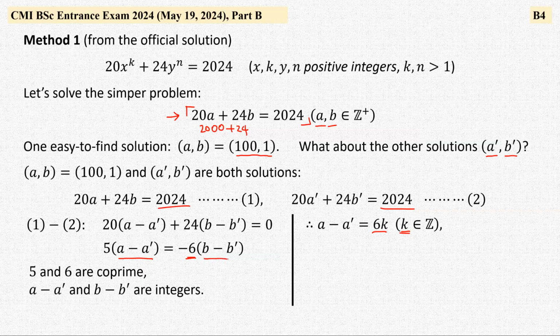Moreover, b minus b prime must be a multiple of 5, but due to this relation, they are dependent on each other. You can easily find out that b minus b prime is expressed as minus 5k. Therefore, a prime and b prime are related by parameter k, given by a prime equals a minus 6k and b prime equals b plus 5k.